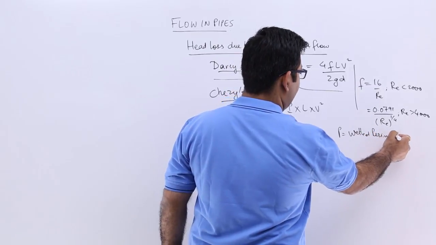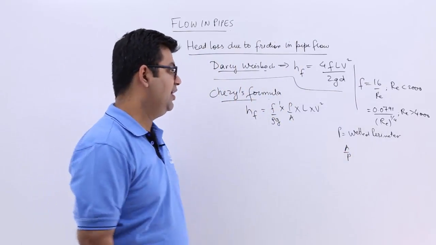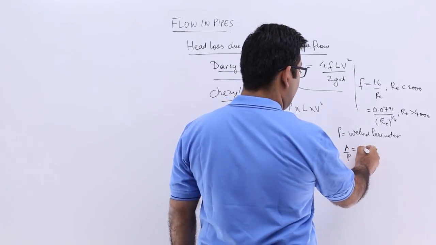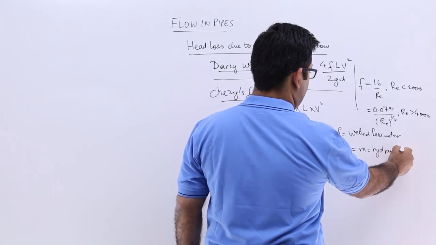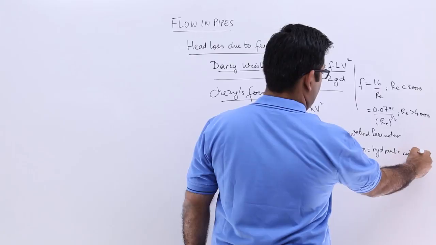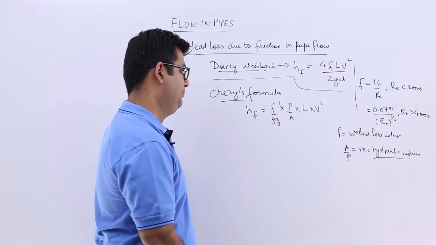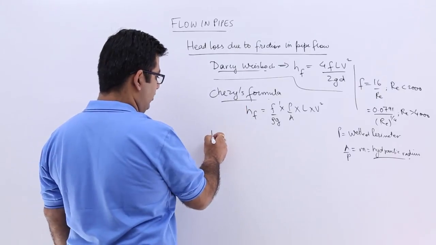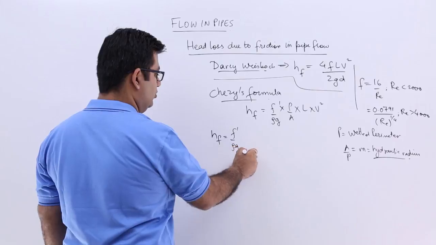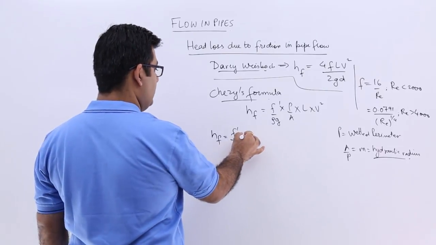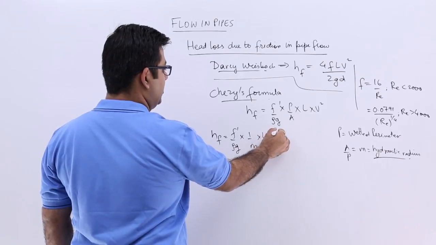and if I divide the cross-section area by P, we get a value which is small m, and small m is called hydraulic radius. Okay, so I can substitute this value over here. So hf is equal to F dash upon rho g into 1 upon m into L into V squared.